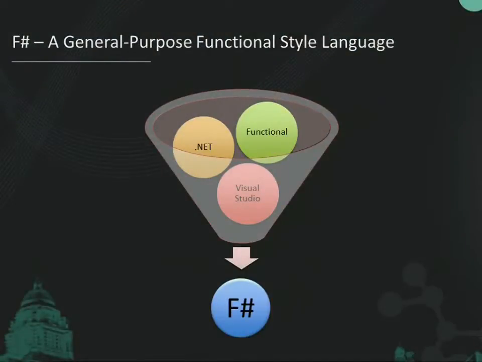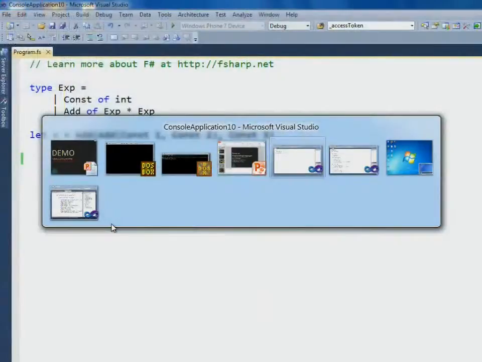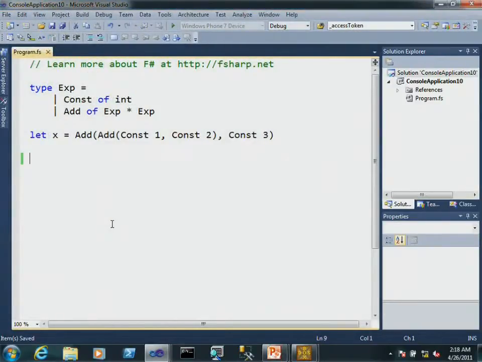So let's take a look at a little piece of programming with functions. It's not pure functional programming, because that's, in my opinion, programming with pure mathematical functions. So let's take a look at some F# code here. What I have here is a declaration of a data type called exp, for expression. It basically has two cases. It's called a discriminated union type. This is a type that contains either a const or an addition of two other expressions.